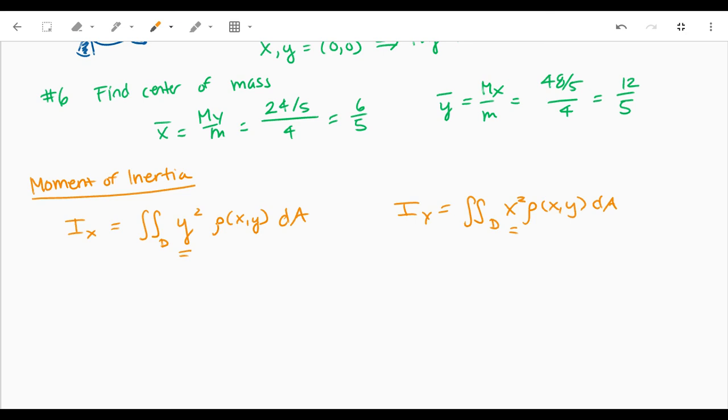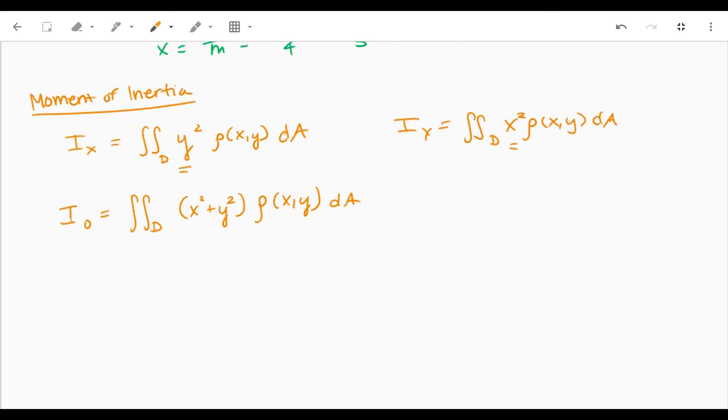Okay. We also have another one, the moment of inertia about the origin. Okay, so we can take the moment of inertia about a point too, and that would be x squared plus y squared, rho xy dA. And one interesting characteristic is that the moment of inertia about the x-axis plus the moment of inertia about the y-axis equals the moment of inertia about the origin.